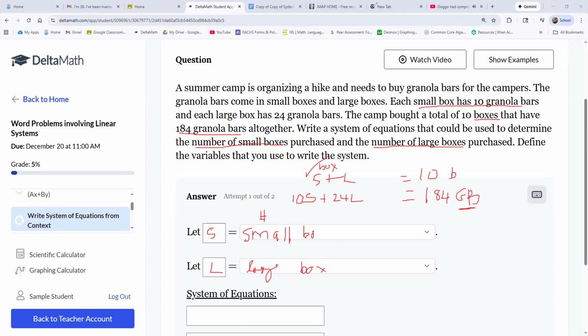So let me clear this. How do I clear it? How do I get rid of this? Let's see, how do I clear? Clear.